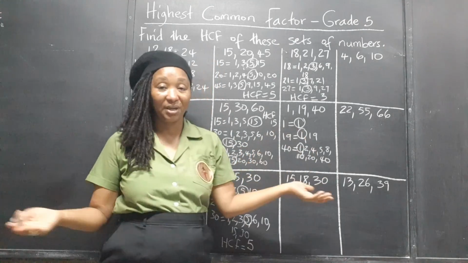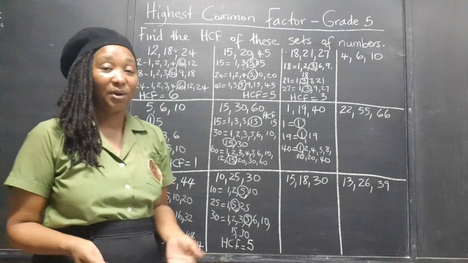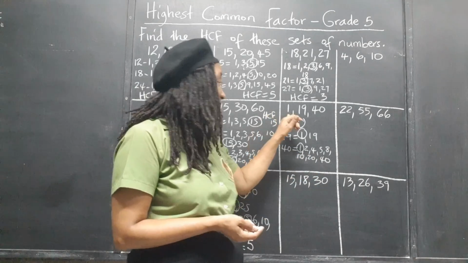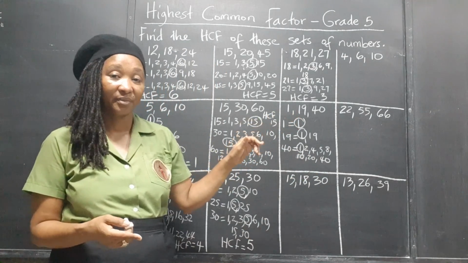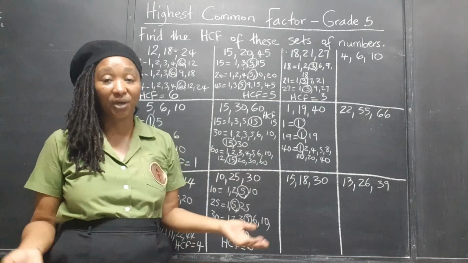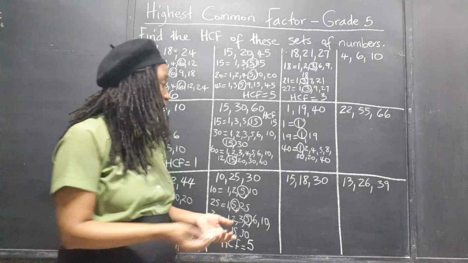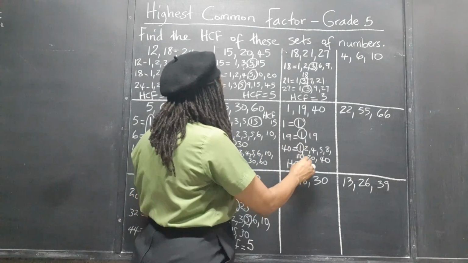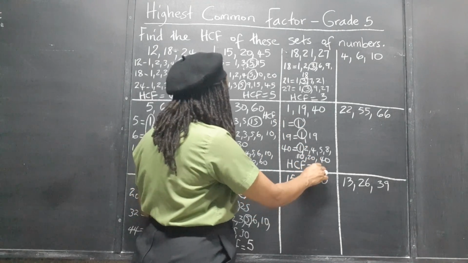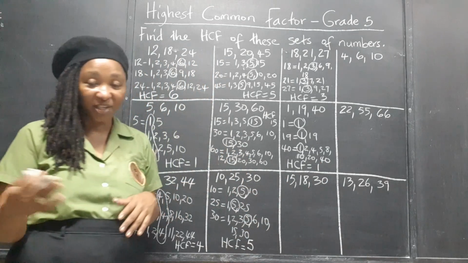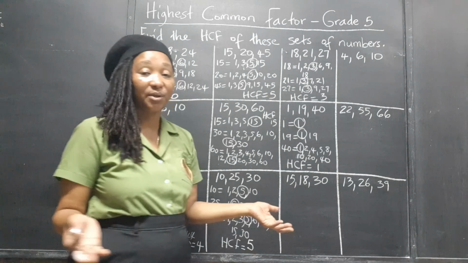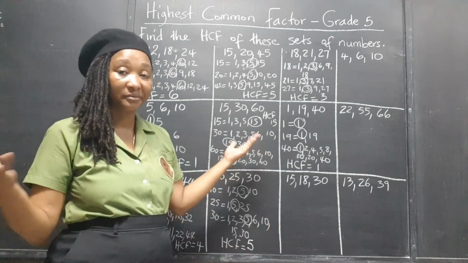Because the 1 only has 1 factor. So once there's a 1 there, the highest common factor is going to be 1. It can't be anything else but 1. Okay? Once we have a 1 in the mix with a group of numbers to find the HCF, the highest common factor, 1 is going to be the highest common factor.